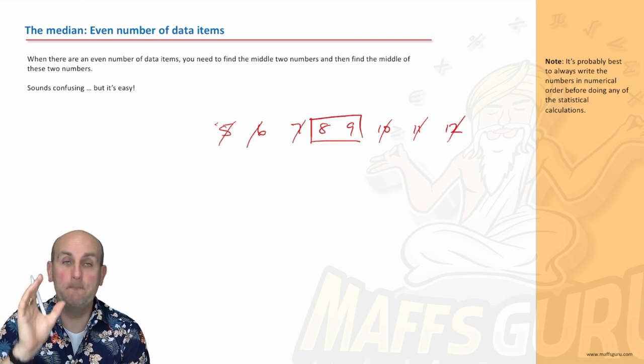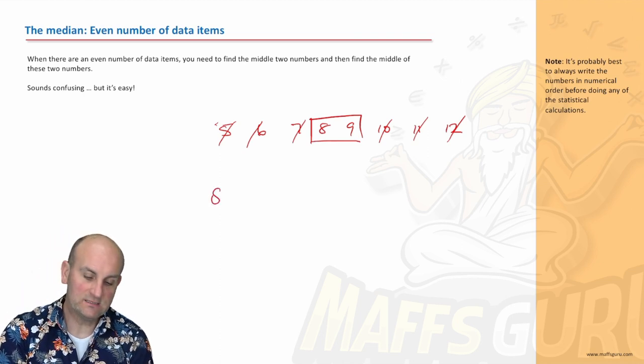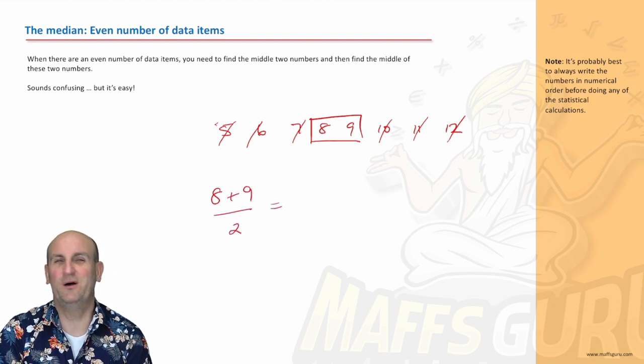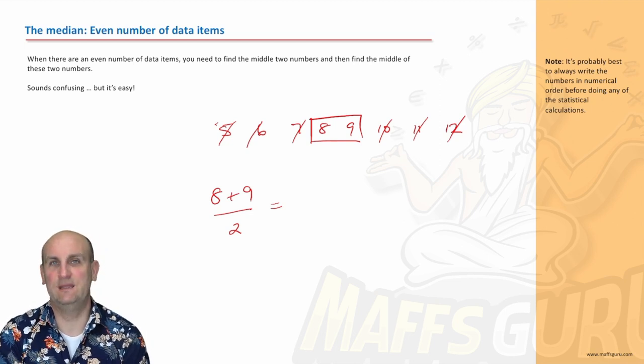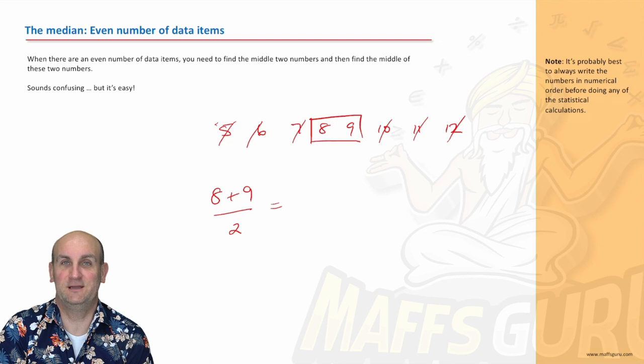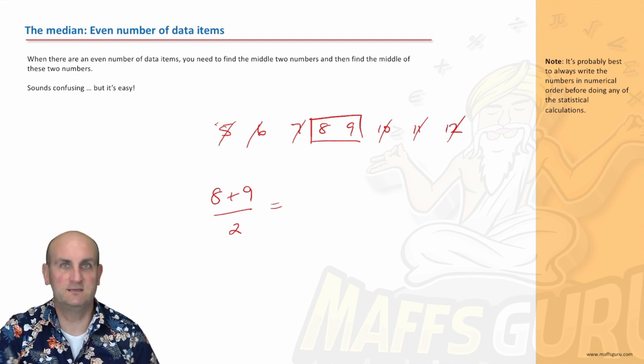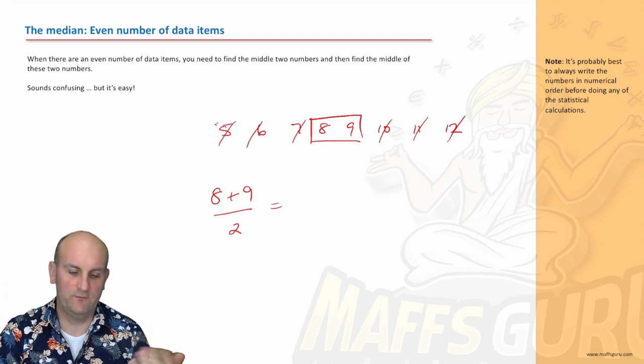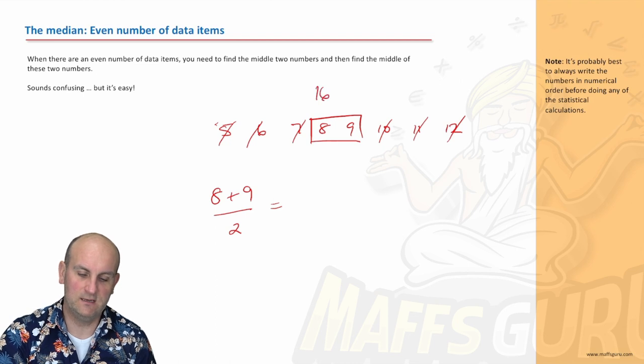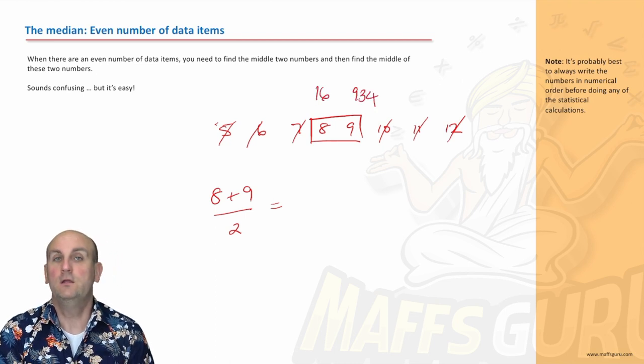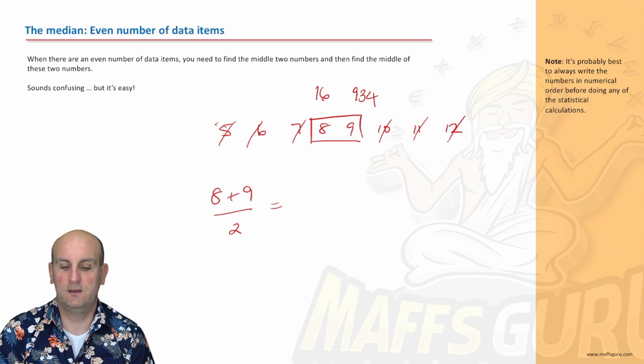And when you want to find the middle of 2 numbers, you actually add them together and divide by 2. Now you're going to turn around and say, but hold on a moment, Muppet. It was easy, that was 8.5. Yes, it is 8.5 because I've chosen a pretty easy question. But what if you get numbers that aren't easy to find the middle of? What if I told you the middle numbers were 16 and 934? You're going to take some time to try and work out what the middle number is.